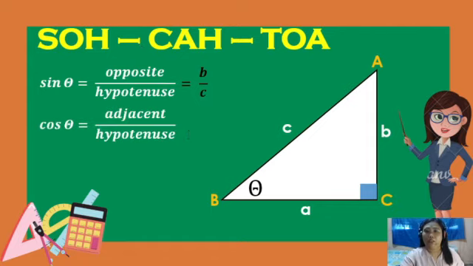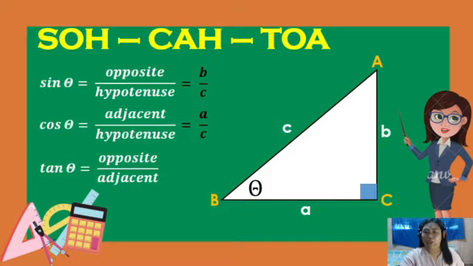Cosine theta is equal to adjacent side over the hypotenuse. The adjacent side is A and the hypotenuse is C. So, we have here A over C. And we have TOA. TOA stands for tangent theta is equal to opposite side over the adjacent side. The opposite side is side B over the adjacent side, which is side A. So, we have here B over A.